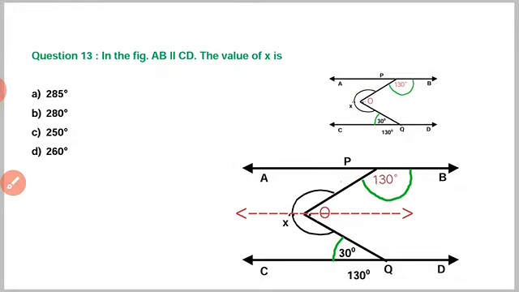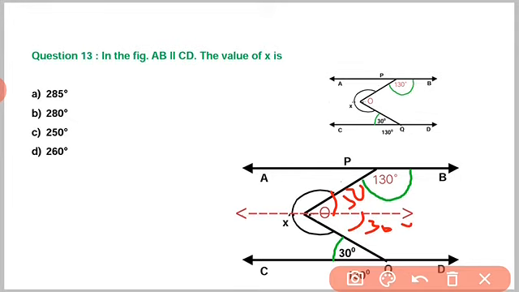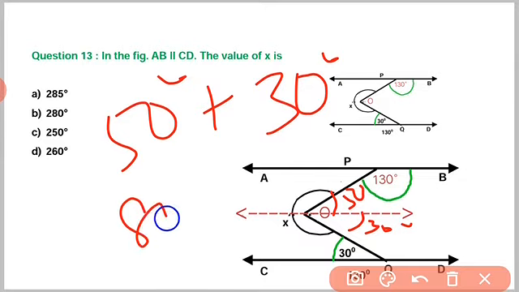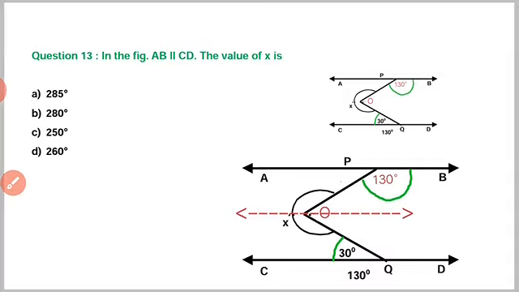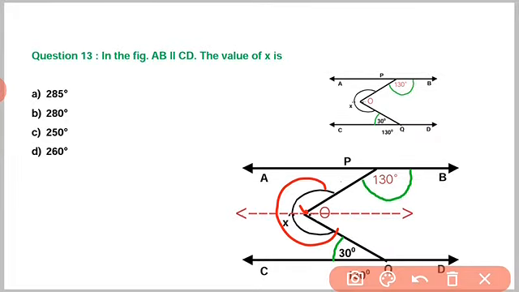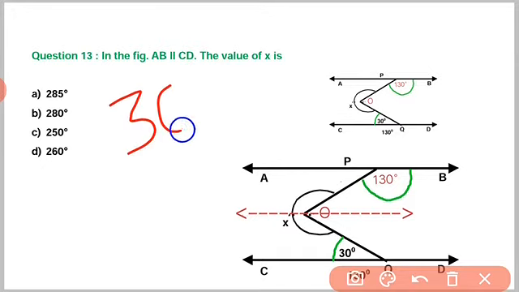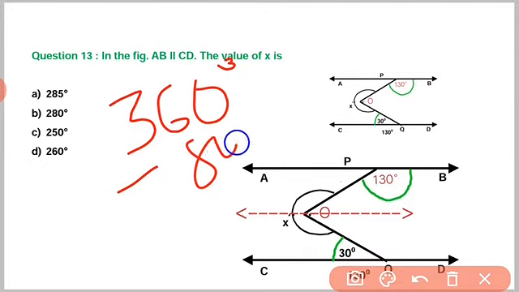So angle 1 is 50 degree and this angle was 30 degree because alternate interior angles. So 50 degree plus 30 degree, how much is it? 80 degree. And we need to find this angle, and we know that the sum of angles around this point is 360 degree. So we will subtract 80 degree from 360 degree and we will get the angle X, that is equal to 280 degree.